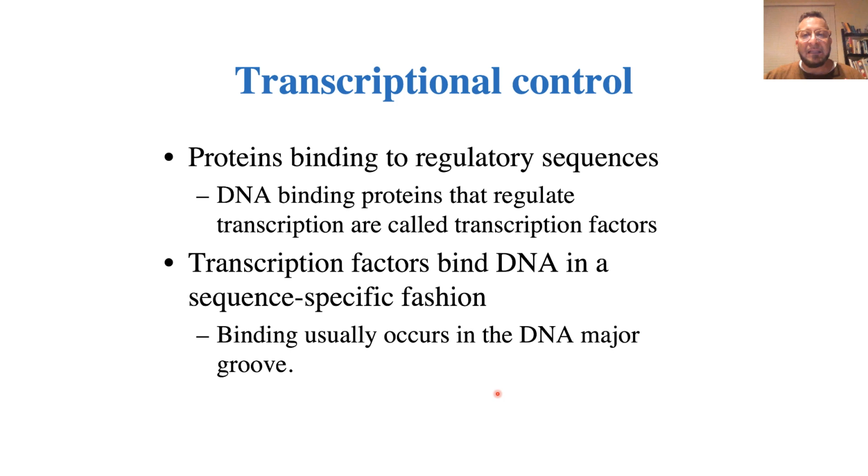But we're going to think about transcriptional control, control that happens at the level of transcription. What we're going to be looking at are proteins that bind to regulatory sequences in the DNA. So we're going to have DNA binding proteins, and those DNA binding proteins are transcription factors that can bind and upregulate or downregulate transcription of a protein. Those transcription factors have sequence-specific loci where they can bind directly, and they're usually binding on the major groove of DNA.